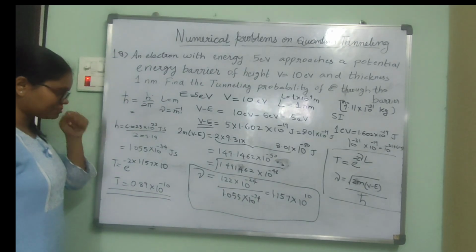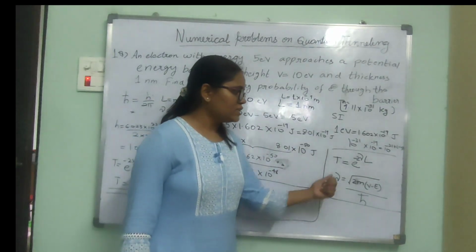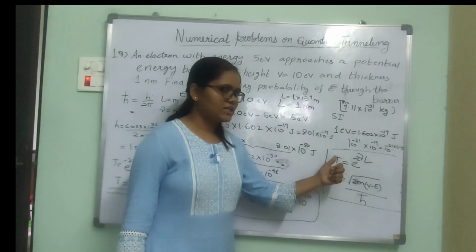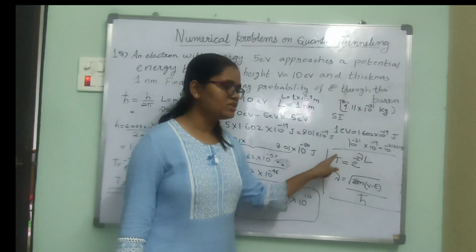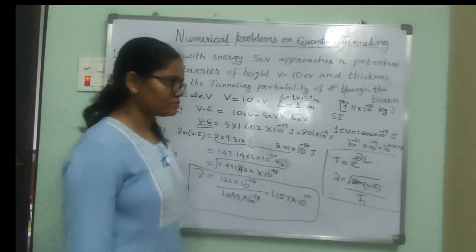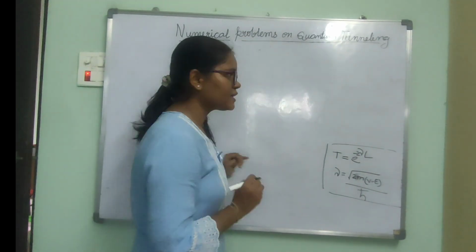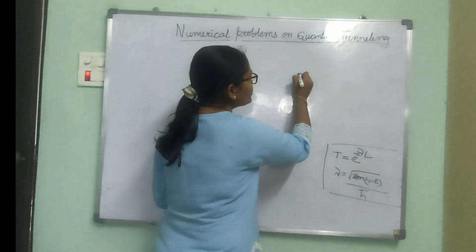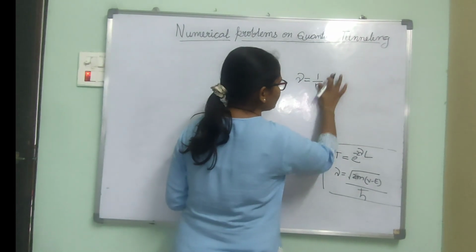Okay. So this is how we solve this question using these formulas of tunneling probability. You just have to find the value of gamma and plug this into this equation. Okay. So now we will solve the second problem. Before we solve the second problem, we'll see why the unit of gamma is 1 by meter, or meter inverse.